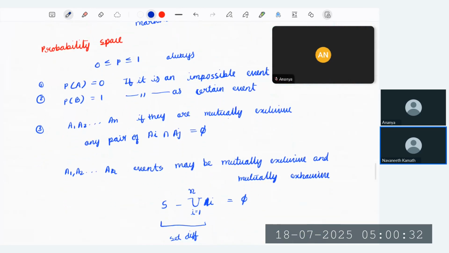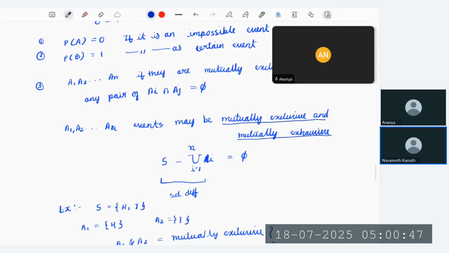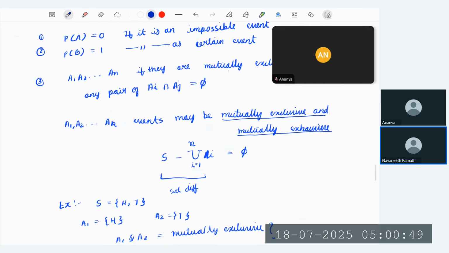What is mutually exclusive and exhaustive? If there are n events which are mutually exclusive, and if I subtract the union of them from the sample space, it will result in a null set, right? That means if I do the set difference of the union from the sample space, I'll get the null set. Such events are called mutually exclusive and exhaustive events.